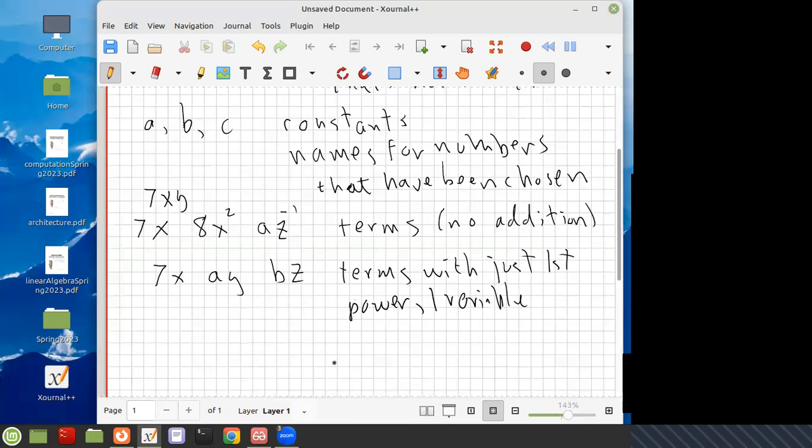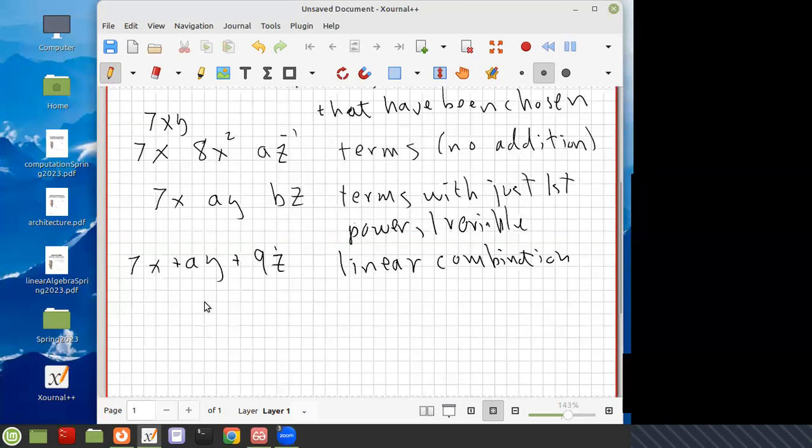Okay, so we use these. We combine them to make what we're after here, which are linear combinations. So a linear combination is a sum like 7x plus ay plus 9z, which is a sum of linear terms. So this is a linear combination, and you use that to make linear equations. This is a crucial concept in linear algebra, the idea of a linear combination.